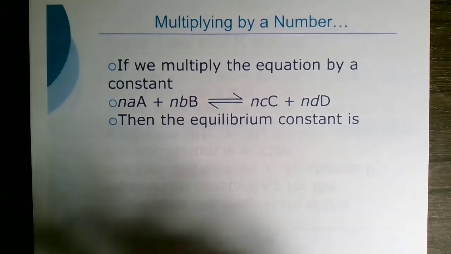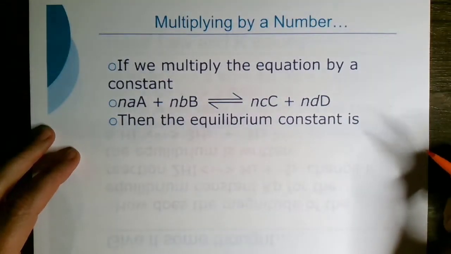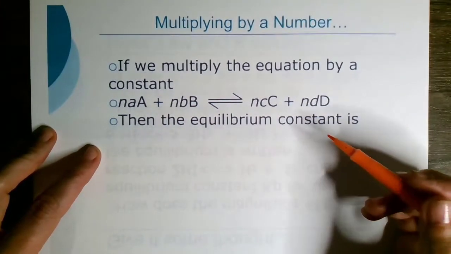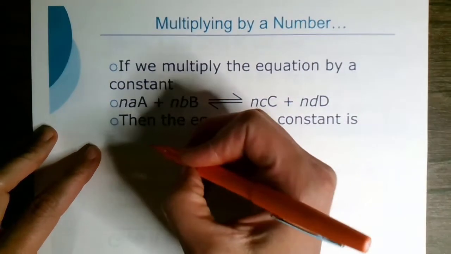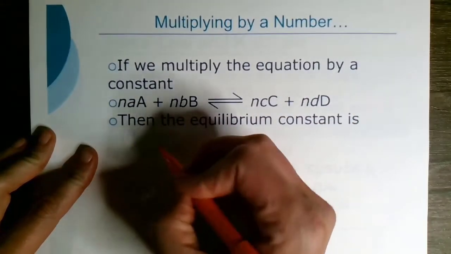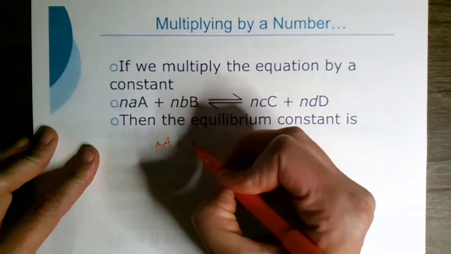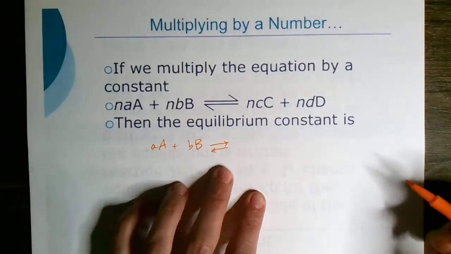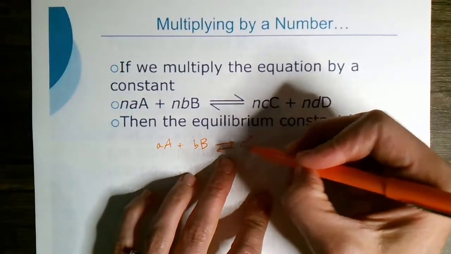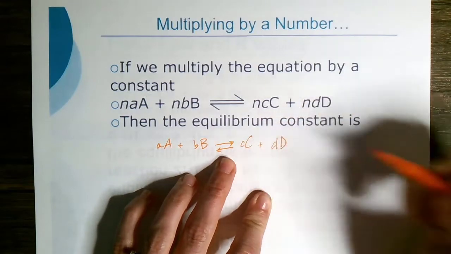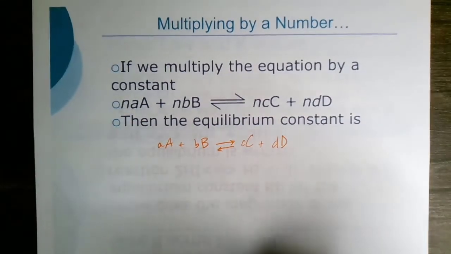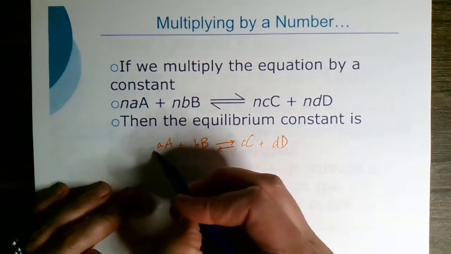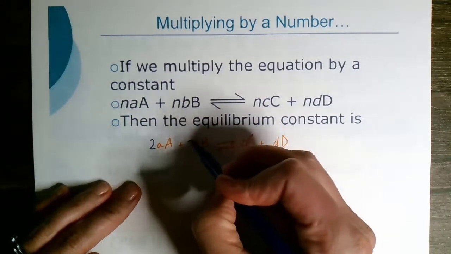Now, if we multiply the equation by a constant, similar to what we would do in Hess's law, we're going to figure out what the equilibrium constant would look like. So if I took the equation that I was using before, we have reactants A and B in dynamic equilibrium with C and D. But let's say that I multiplied everything by 2. So whatever my coefficient was, I multiply it by 2. I put a 2 in front of everything.